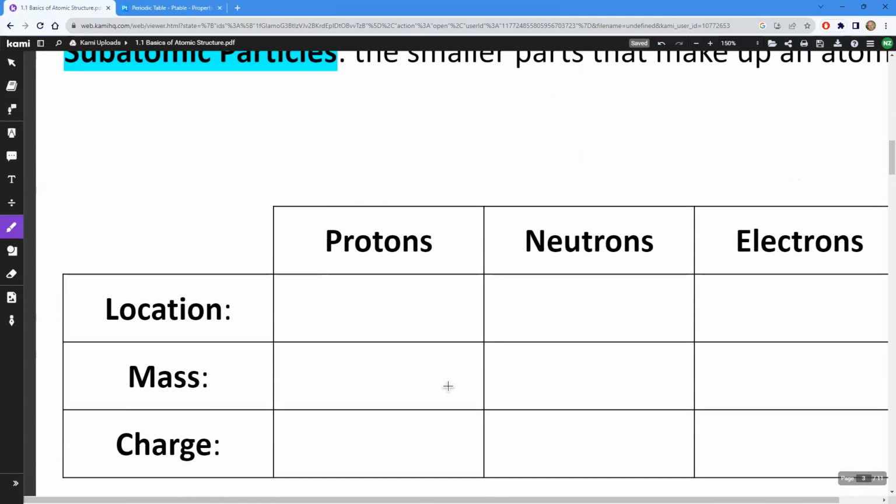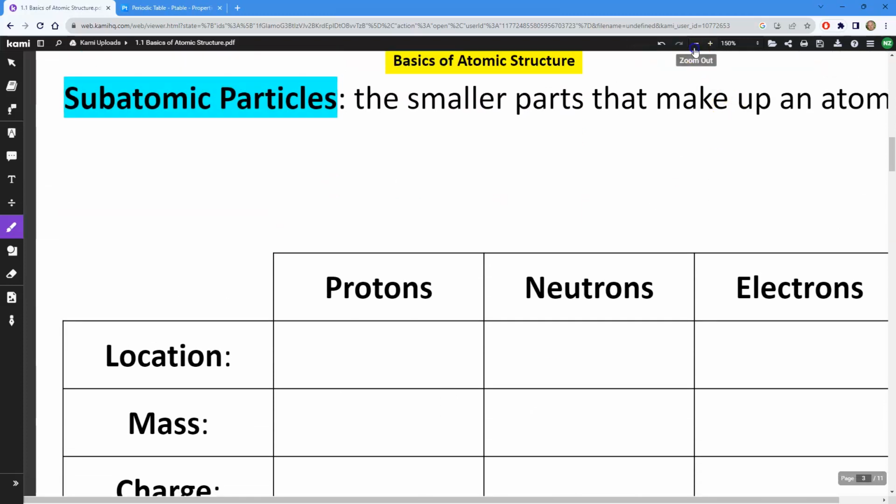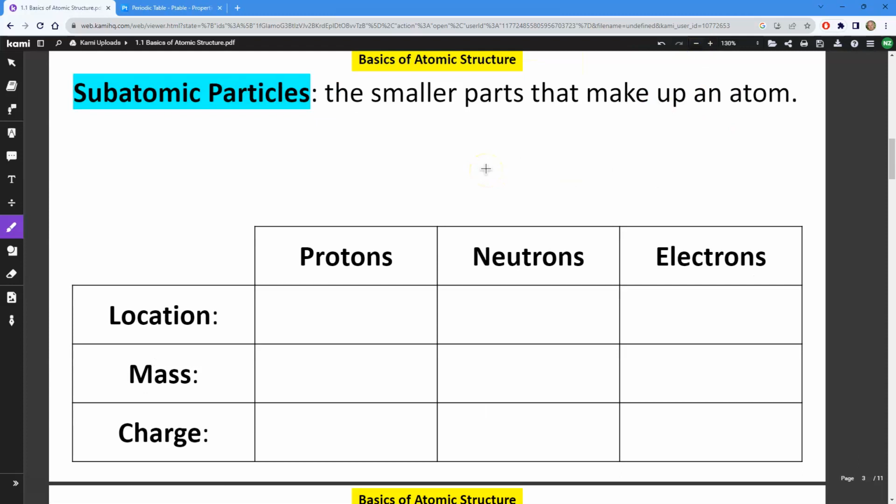So we have some subatomic particles that make up an atom: protons, neutrons, and electrons. If I have an atom here, sorry, my circle's a little lopsided, we're going to have some electrons that orbit our nucleus. I'll just draw a few of them in here. And then in our nucleus, we have protons and neutrons.